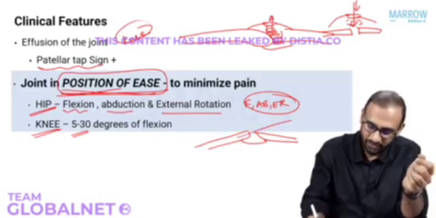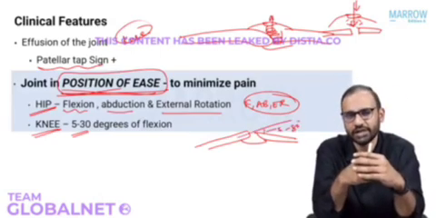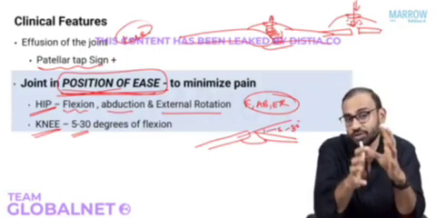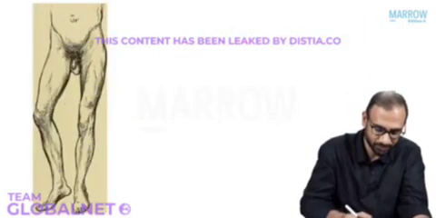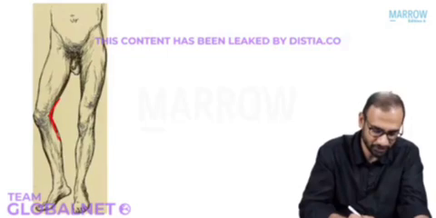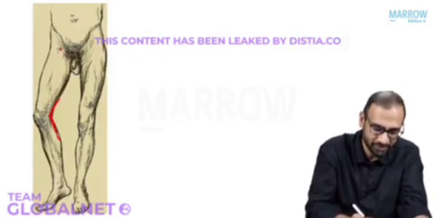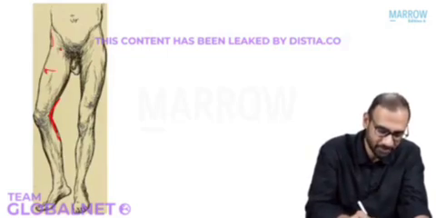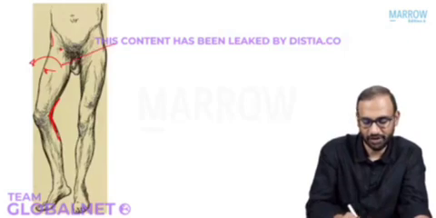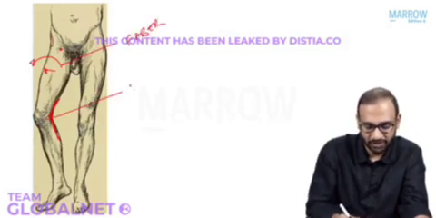Somewhere around 5 to 30 degrees of flexion. Okay, a little bit of flexion. That is the position of ease for the knee. Let me show you. This is the position of ease for the knee, and for the hip, this is flexion at the hip, abduction at the hip, and external rotation. So for the hip, the position is flexion, abduction, external rotation, and for the knee it is 5 to 30 degrees of flexion.